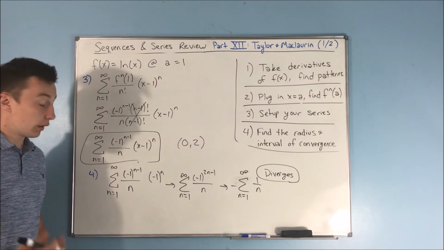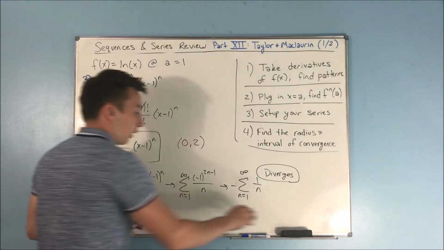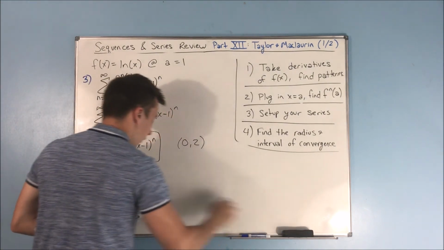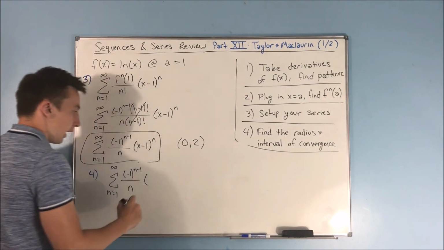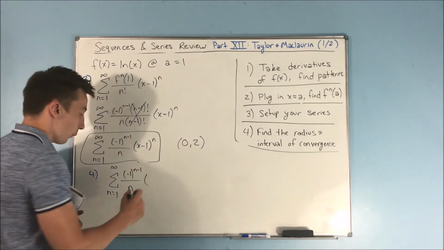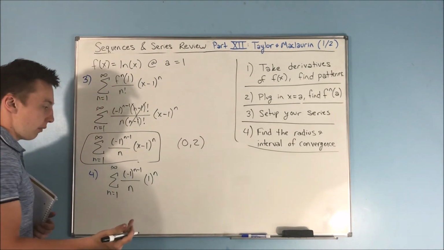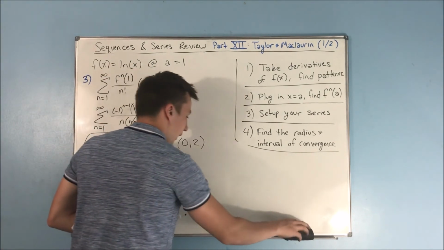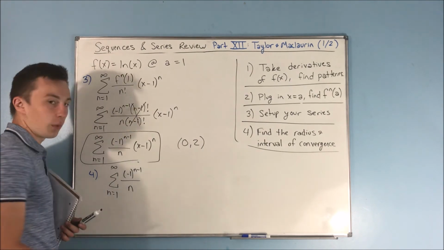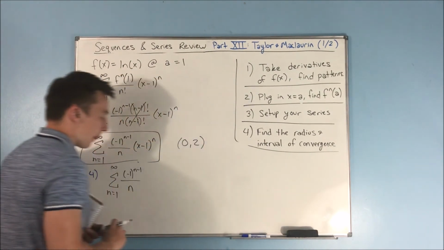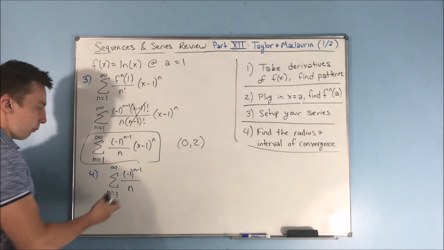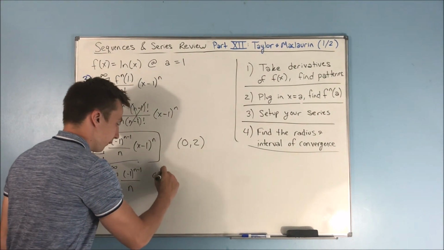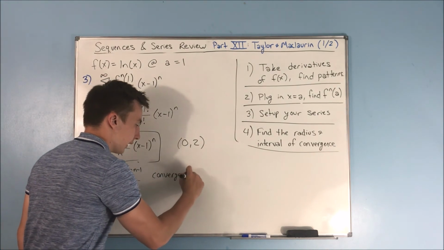Now let's go back and plug 2 into our x and see what happens. If we plug in 2 here, we get a 2 minus 1 to the n, which is just a 1 to the n, and that becomes meaningless. We don't care about this 1 to the n. 1 to any n that we put in is just going to be 1. So we end up right now with the alternating harmonic series, and that's really nice. We know that that converges by the alternating series test.